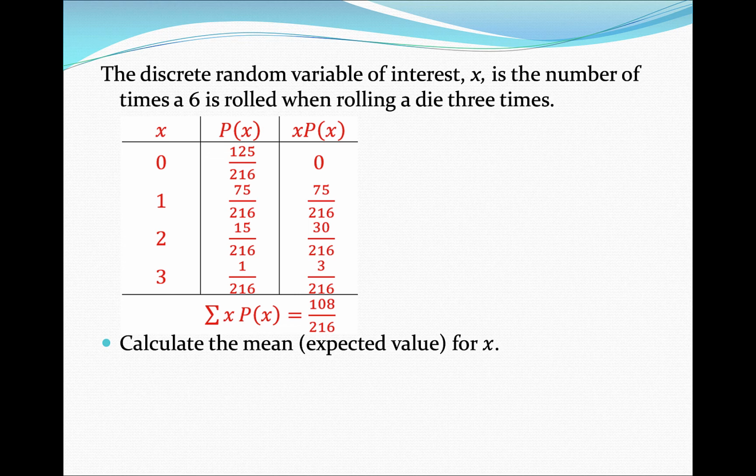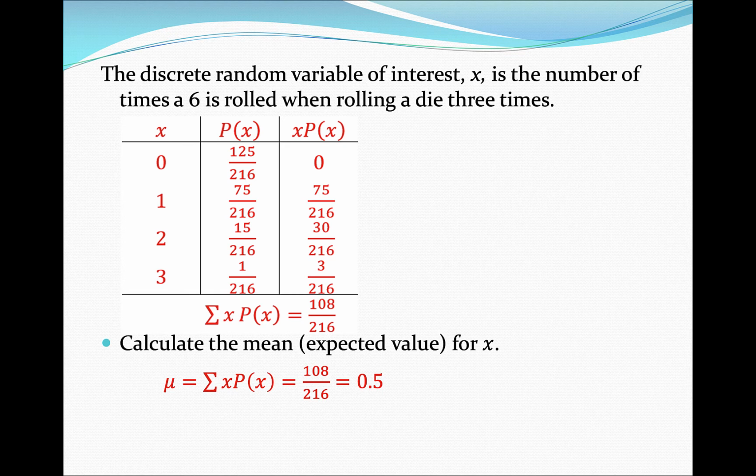So you can see here, if you take 0 times 125 over 216, you get 0. If you take 1 times 75 over 216, you get 75 over 216. If you take 2 times 15 over 216, you get 30 over 216. And if you take 3 times 1 over 216, you get 3 over 216. So all you're doing is multiplying across there, and that gives you that list of x times p of x values. If you sum that list, it'll give you the mean. The mean is the sum of x times p of x, and you can see at the bottom, if you take 75 plus 30 plus 3, you get 108 over 216. That will be the mean, which is nothing more than 0.5.